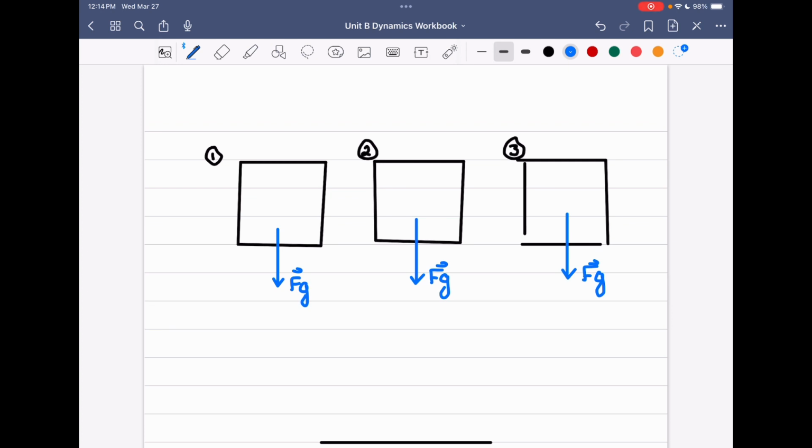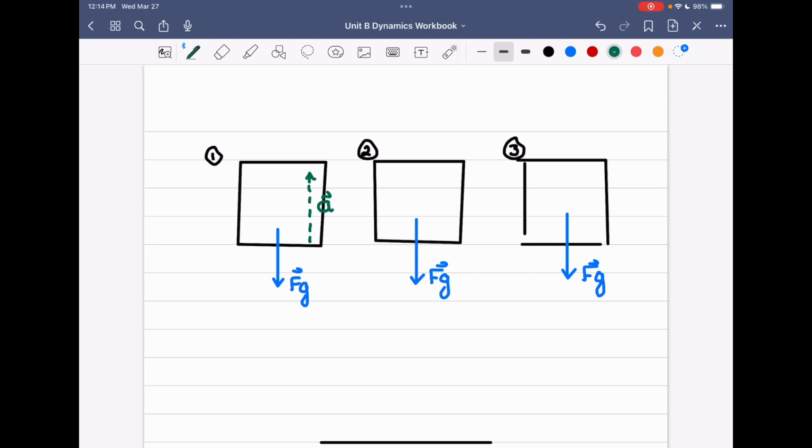What does change, though, depending on the situation, is our apparent weight, or Fn. So in the first situation, they said we accelerate upwards. I want you to put a dotted line like this, arrow upwards, and say this is our acceleration. This is really common in physics: to use dotted lines to represent velocities or accelerations, and their given directions, when it comes to net force diagrams or free body diagrams.